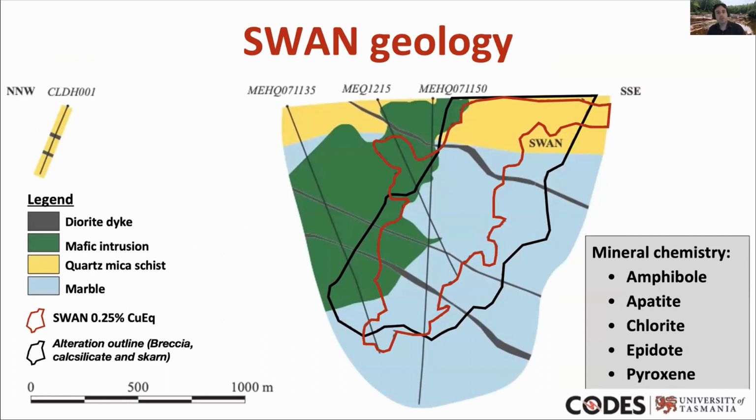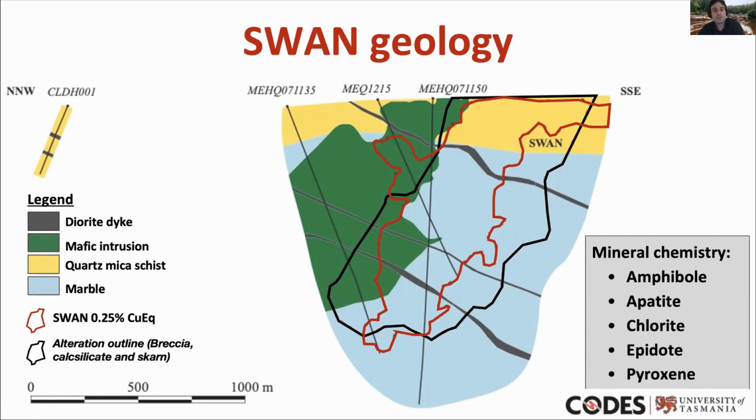Moving straight into the SWAN geology, I made a cross section here. There are different things to observe in that cross section, and I'll walk you through the main ones. The different colors in the background relate to the different geology, and there's a legend on the left side. The blue refers to marble. The yellow is a quartz mica schist that tends to sit on top of the sequence here at SWAN, or more on the east side.